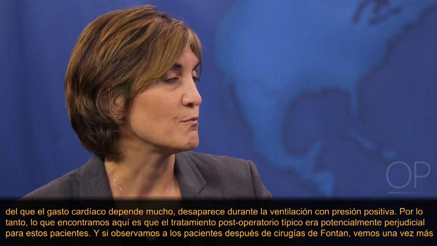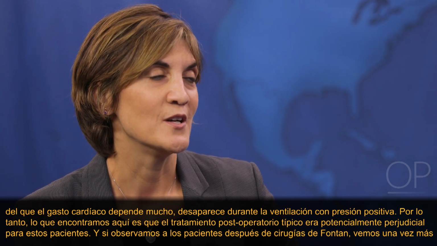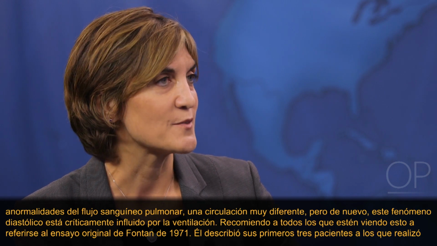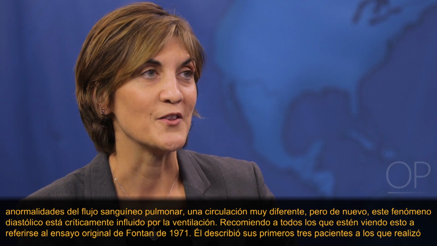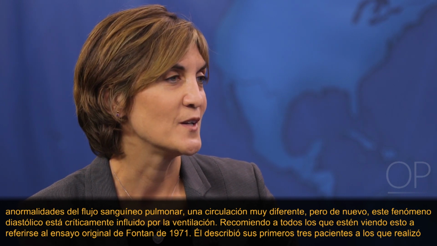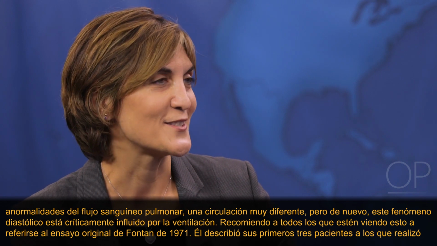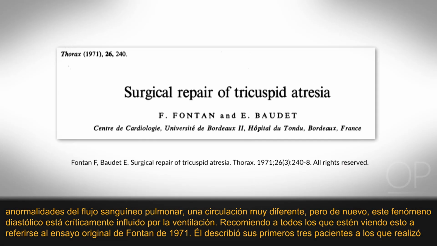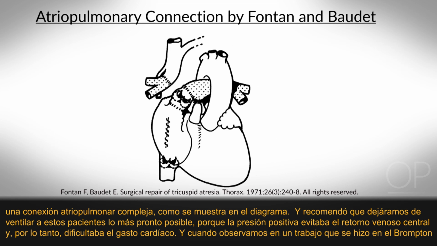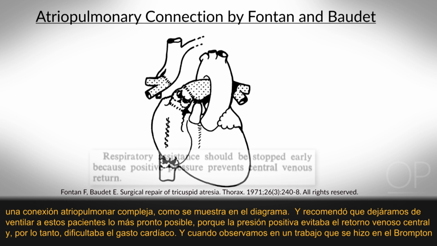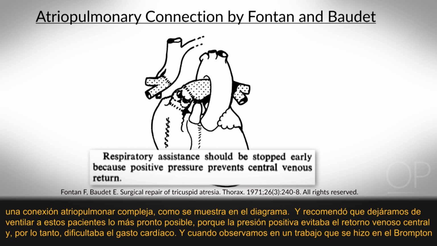If we move on to patients after Fontan operations, we see again abnormalities of pulmonary blood flow, a very different circulation, but again a diastolic phenomenon that is critically influenced by ventilation. I would encourage anyone watching this to refer to Fontan's original paper in 1971. He described his first 3 patients in whom he did a complex atriopulmonary connection, as shown in the diagram, and he recommended that we stop ventilating these patients as early as possible because positive pressure prevented their central venous return and therefore impeded their cardiac output.